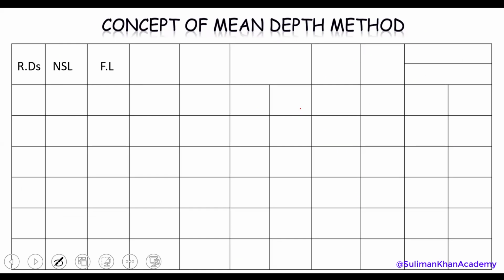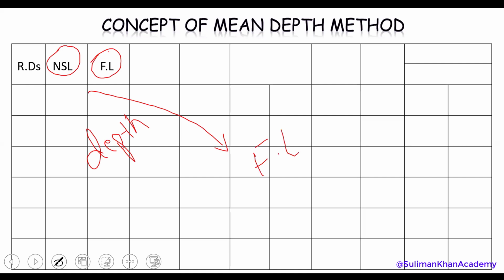In the previous table, the depths were just known. Here, as you can see, depths are not known. However, the NSL and the formation level are known. If the depths are known at each station, you don't actually need to add these things in the table. Just add the depth. Very simple. And over here, as you can see, if you subtract any cell from the formation level, that's your depth.